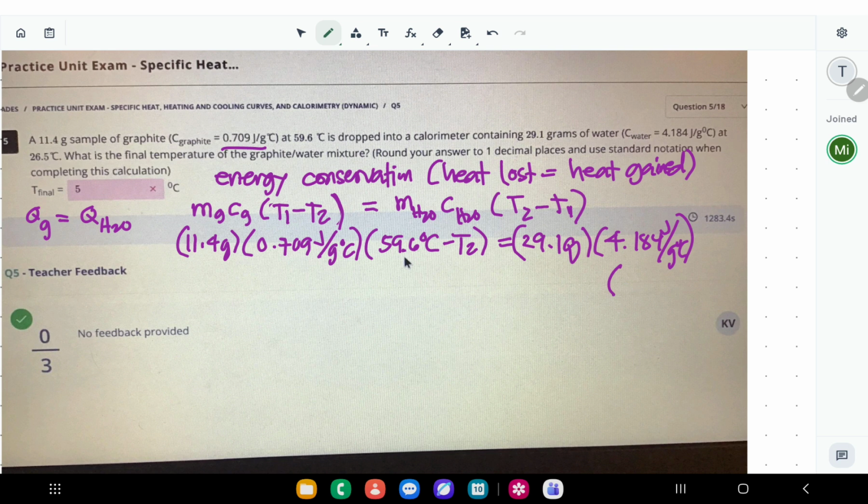Okay, now what's T2 for this? This one is a bit tricky. The final temperature of graphite is equal to the final temperature of water. So that would be T2 minus 26.5 degrees Celsius. Then we'll see. So T2 here, if you're going to derive, okay, can we just multiply everything?